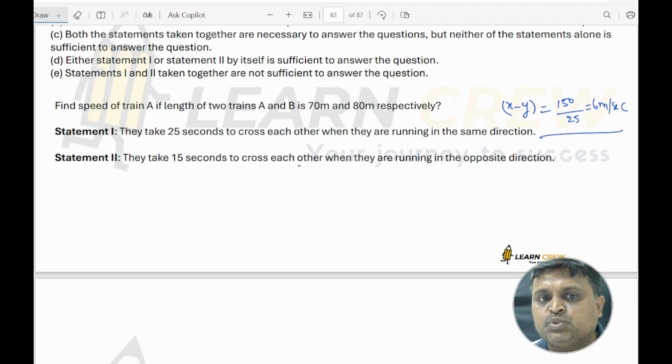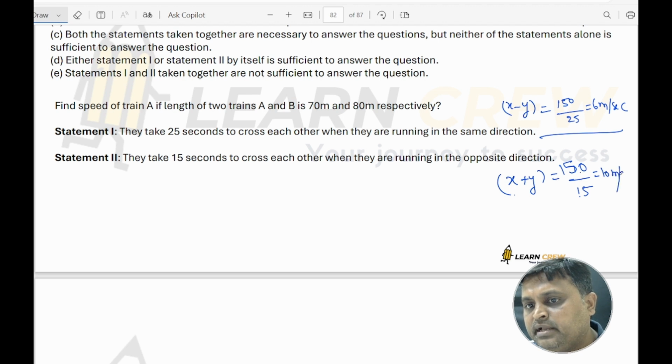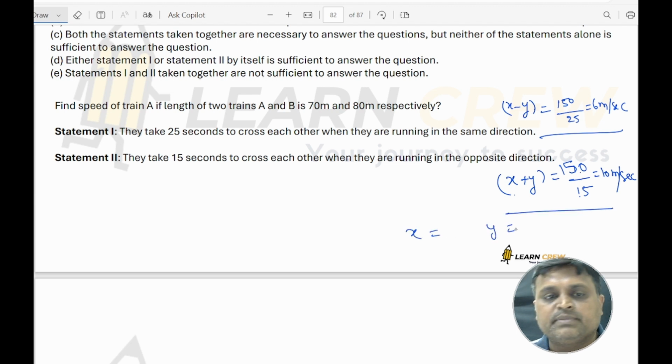And it takes 15 seconds to cross each other when they are running in opposite direction. One speed is x, the other speed is y. So x plus y is 150, the sum of the lengths of both trains, divided by 15. Relative speed is equal to distance by time. So the relative speed is 10 meters per second in this case. So here we have x minus y and x plus y. You can solve x, you can solve y. But x is whose speed, y is whose speed? Which is train A's speed and which is train B's is not given.